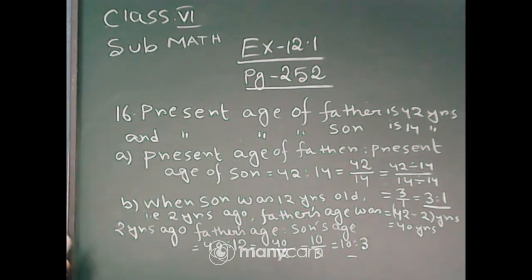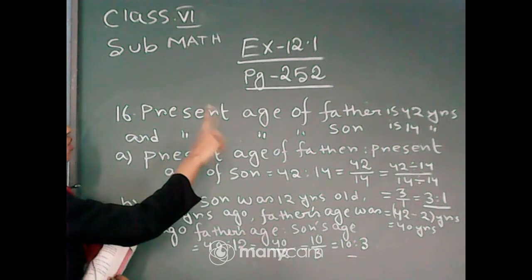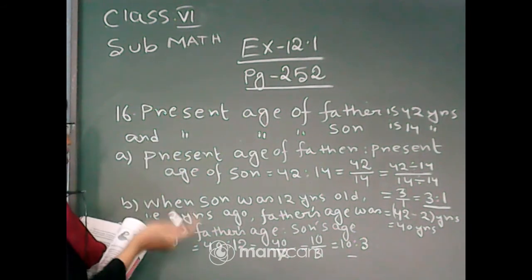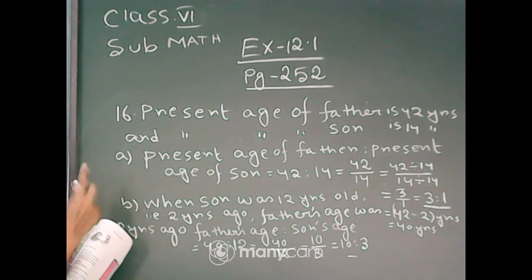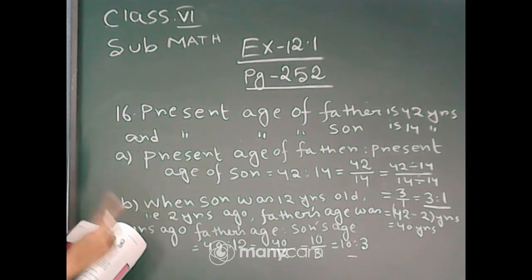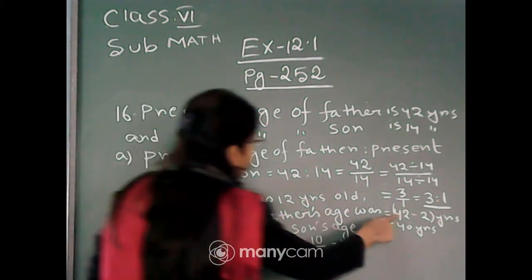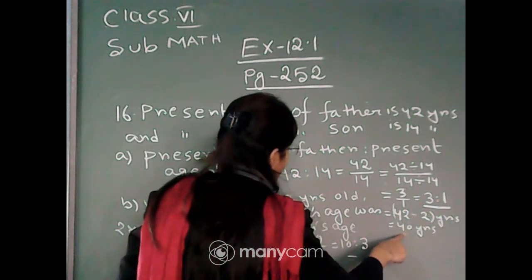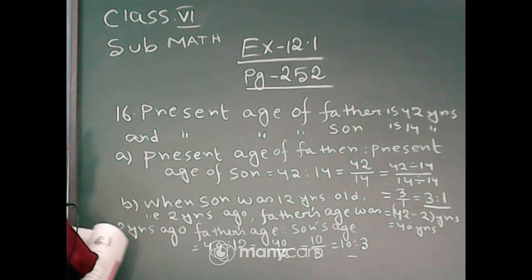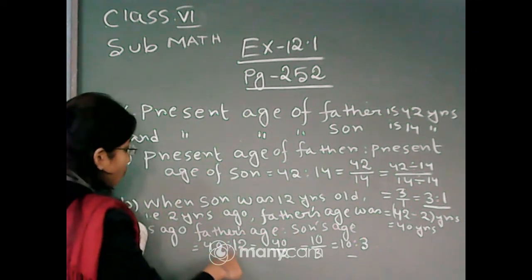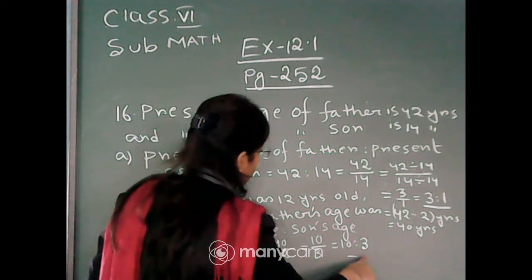Again I repeat, when son was 12 years old. Now present age of son is 14 years. So when son was 12 years old, that is 2 years ago, father's age was 42 minus 2 years, that is 40 years, and then father's age is to son's age is equal to 40 is to 12, that is 10 is to 3.